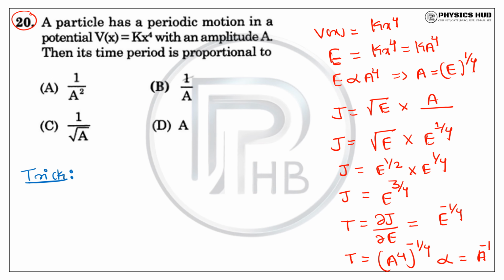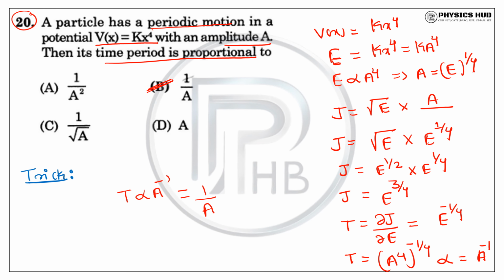Next, a particle has a periodic motion in a potential V of x equal to kx raised to 4 with an amplitude a. Then its time period is proportional to? The time period is proportional to a inverse, or 1 divided by a. So option B is the correct answer.